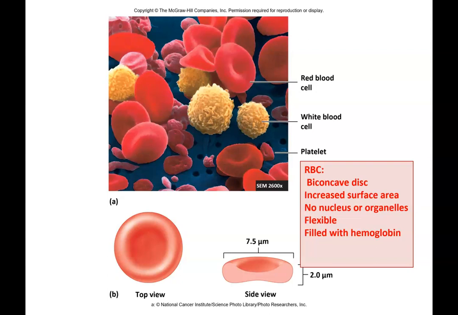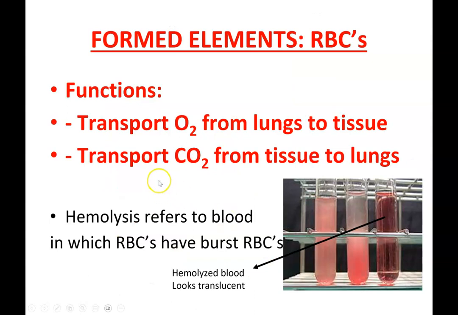The cells are filled with a protein called hemoglobin that has the ability to capture oxygen. So the function of hemoglobin is transport of oxygen from lungs to tissues. Some of the carbon dioxide made by tissues is also captured by hemoglobin in the tissues and transported back to the lungs.